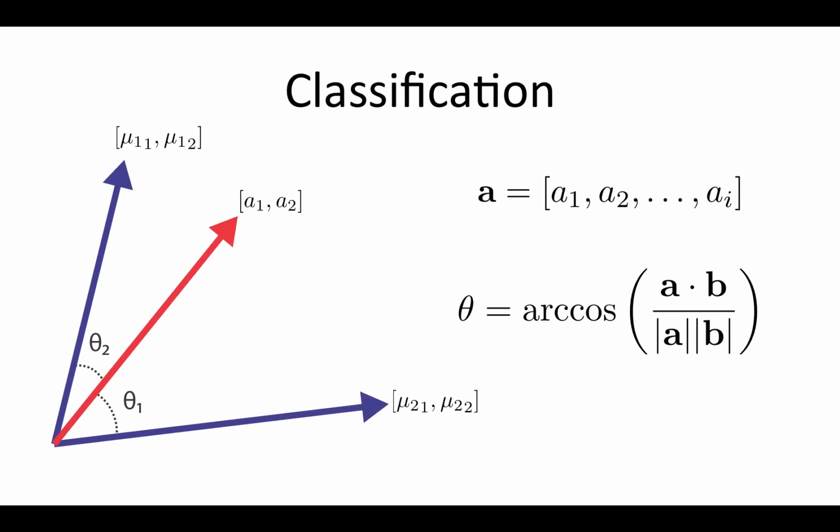A two-dimensional example of this is shown here, where the vector A represents the unknown vector, and the vectors mu1 and mu2 the average known vectors. This method of classification has been adapted from the spectral angle mapper, or SAM, in remote sensing, which performs spectral classification in a similar manner.